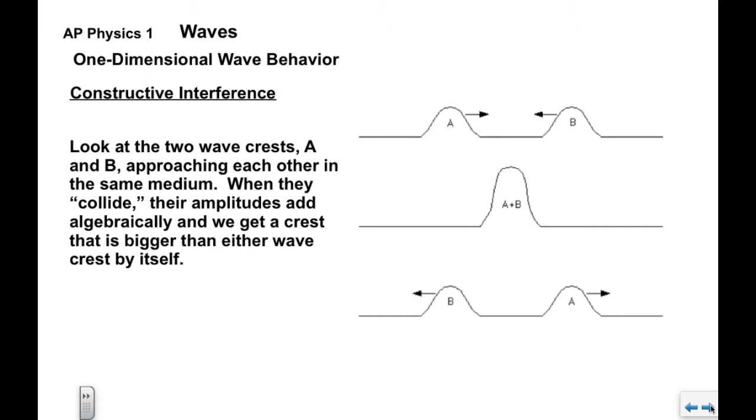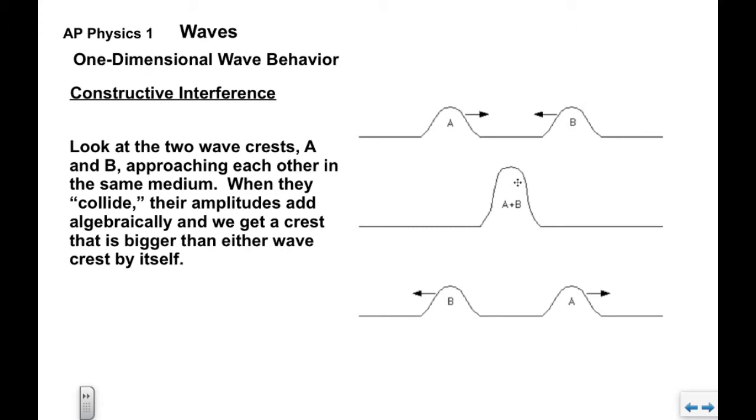When they run into each other, they will superimpose, like we said before. The principle of superposition says that A and B will sit on top of each other, and their amplitudes will add such that the amplitude of the resulting wave crest is A plus B. So in effect, we get a bigger wave. We get a bigger wave crest than either A or B. That's why it's called constructive interference.